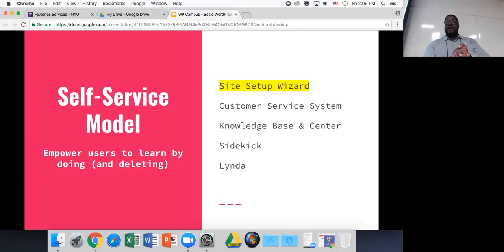Our self-service model, like I said, this site setup wizard has been huge. That's probably the biggest deal. We have a few other things in place. We have a knowledge base with more than about 75 articles and it's always growing, that are our own. It's not just what you would get over at the WordPress Codex. It's specific to our needs. We have Sidekick, and that's another thing that group does. And then of course we direct people to our own Linda.